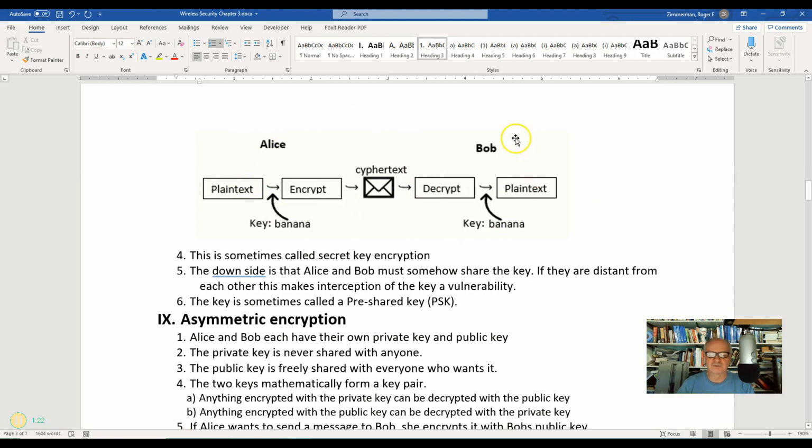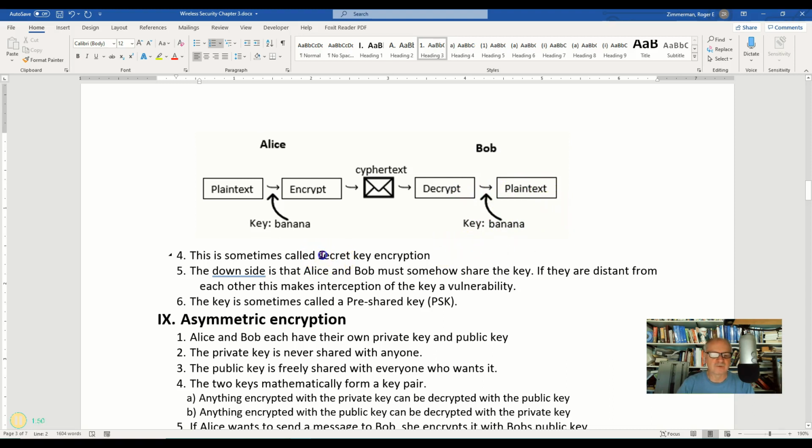Here's a sort of a graphic of how it works. I have over here Alice taking some plain text and then using some algorithm, and to that algorithm she applies banana, the key, the password, and then encrypts that information. Now it's sealed up here and it's sent across the wire, and then Bob over here uses banana to decrypt it and to get the plain text back.